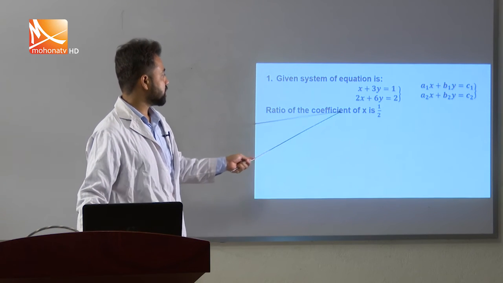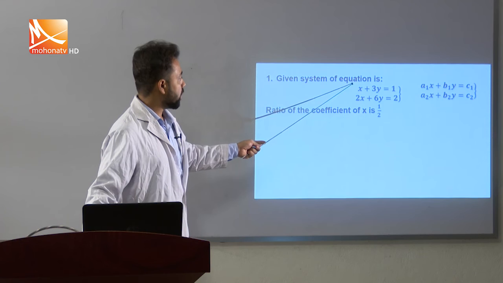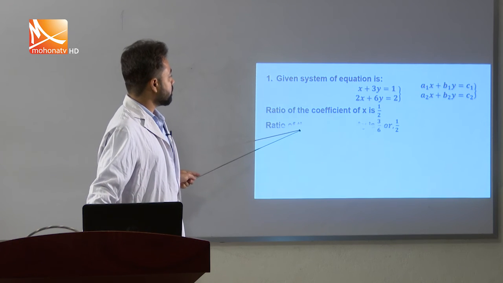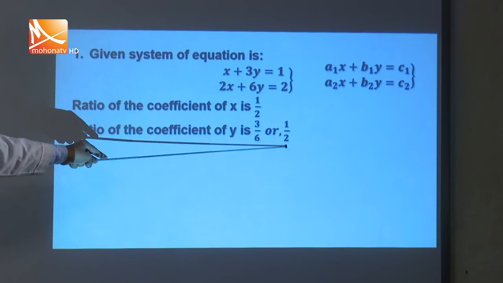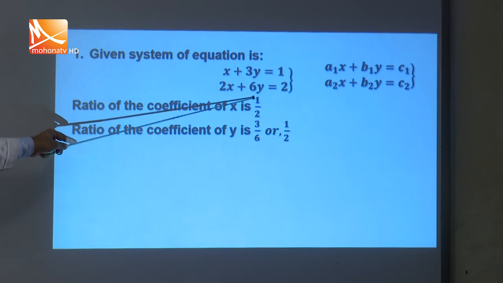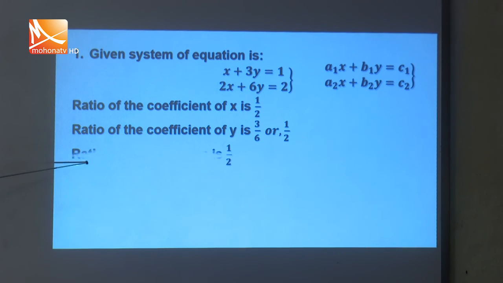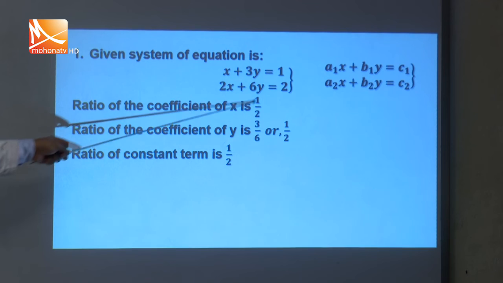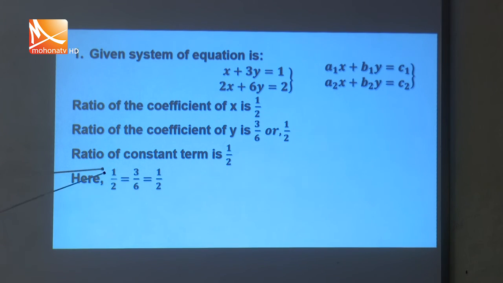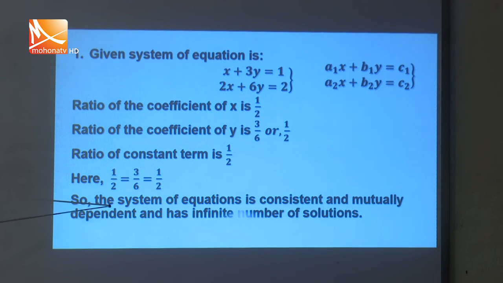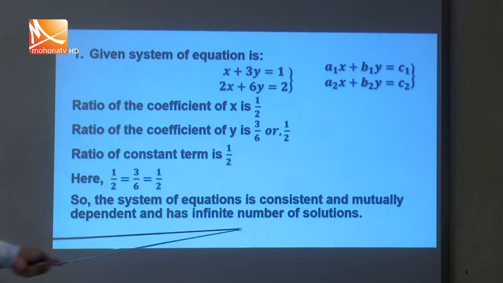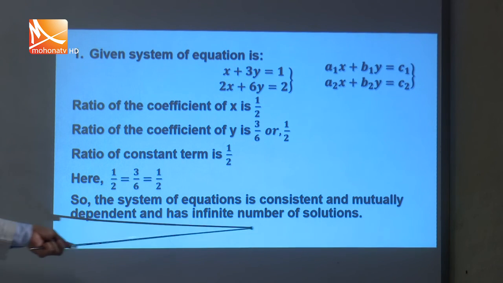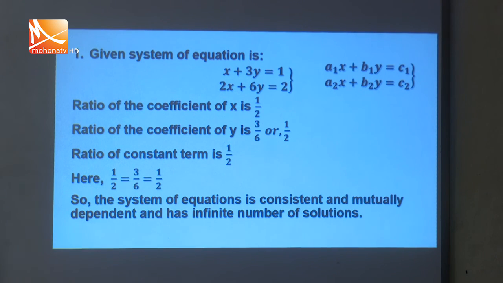So, the ratio of the coefficients of x is 1 by 2 and the ratio of the coefficients of y is 3 by 6, that is half. These two ratios are equal. The ratio of the constant terms is also half. Here the three ratios are equal, that is, the ratios of the coefficients of x, y and the constant term are equal. So we can say the system of equations is consistent and mutually dependent and has an infinite number of solutions.